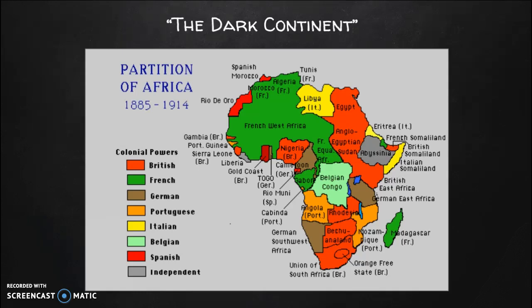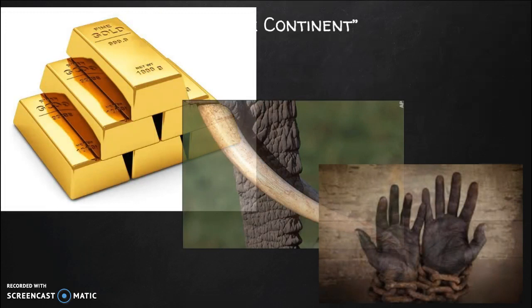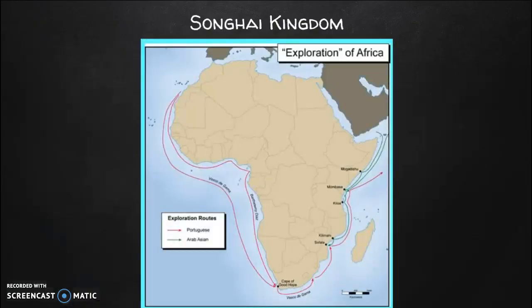There were 3 main items that Europeans were wanting to export from Africa: gold, ivory, and slaves. And these were the 3 main reasons why Europeans settled along the west coast of Africa. Now, let's look at some of the various regions of Africa that were impacted by European settlers.